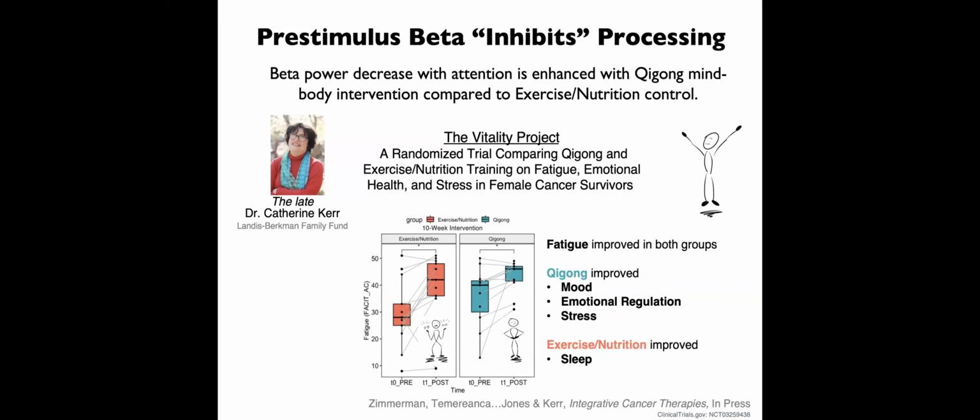What we found was that in both groups, fatigue was improved after 10 weeks of either intervention practice. This is a really important outcome because Qigong is a much gentler intervention and may be more attainable than exercise and nutrition for these cancer survivors to regulate their fatigue. We also found that Qigong improved mood, emotional regulation, and stress, while exercise and nutrition had a greater impact on improving sleep. We're currently assessing if any of these measures are related to these changes in the EEG that we're seeing in our attention tasks.